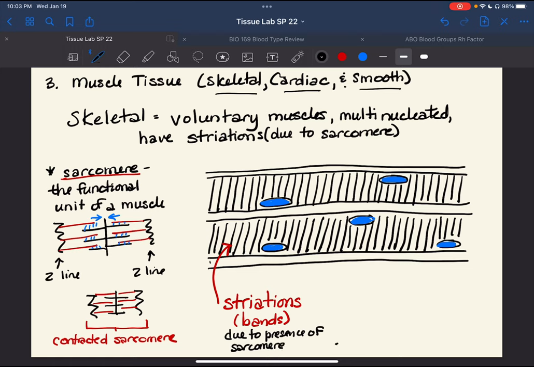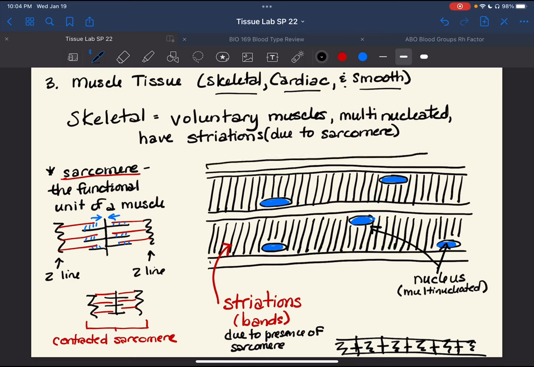And sarcomeres line up, so it'll be a bunch of Z lines in a row like this, and then the sarcomere will be in the middle between the Z lines, and so you have this line here, and these stripes you'll start to see are the stripes made by these lines, and so you start to get this striated appearance. The other thing I can see are these many nuclei. So here's a nucleus. And here's another one. So we've got multi-nucleated.